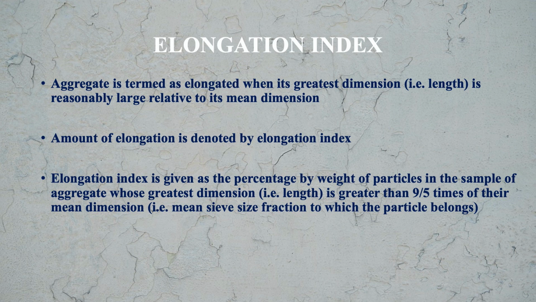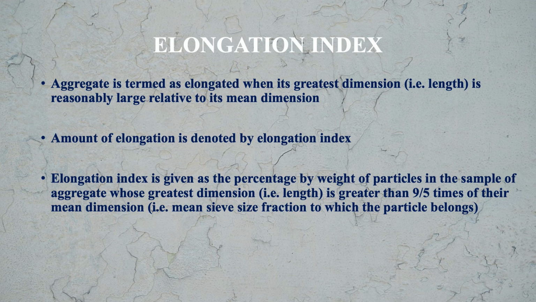The amount of elongation is denoted by elongation index, and this elongation index is given as the percentage by weight of particles in the sample of aggregate whose greatest dimension, that is the length, is greater than 9 by 5 times of their mean dimension, that is the mean sieve size fraction to which the particle belongs. So here the dimension will be decided based on the 9 by 5 times the mean dimension.